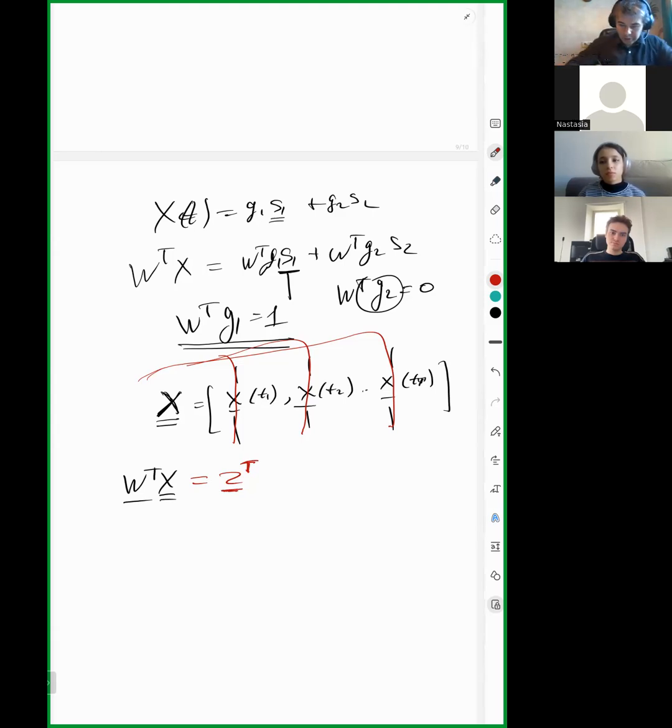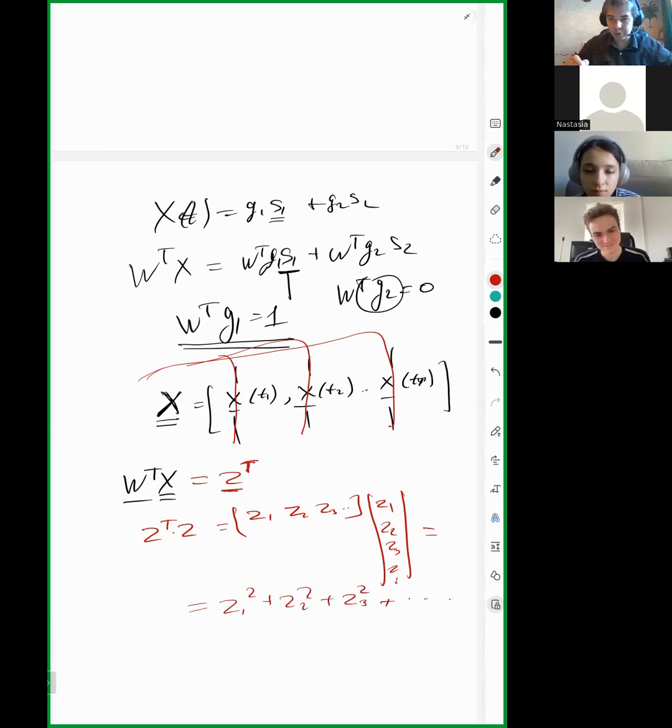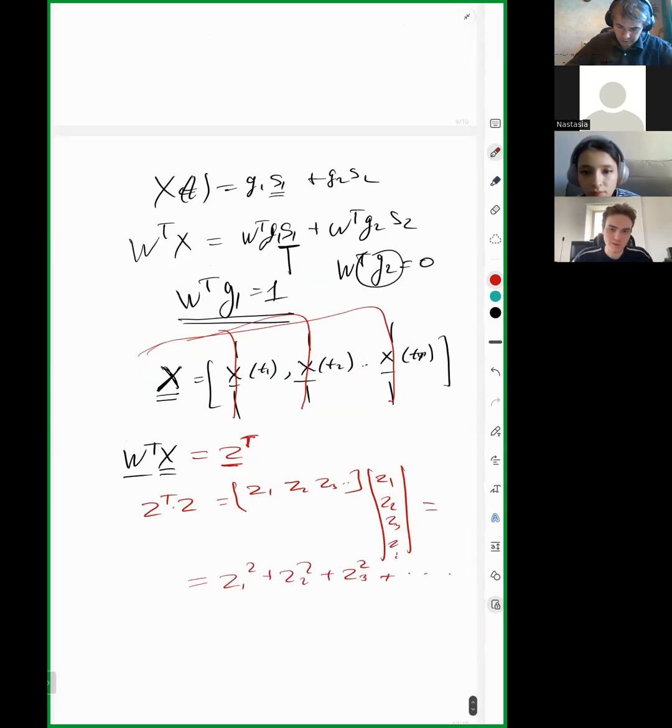And this is important because in vector algebra, from which side you multiply matters. So you have this Z of T, and what is the power of this guy? It's Z of T multiplied by Z, because it's Z1, Z2, Z3, and so on, multiplied by Z1, Z2, Z3, and so on. Then it will be Z1 squared plus Z2 squared plus Z3 squared, and so on. Agreed?